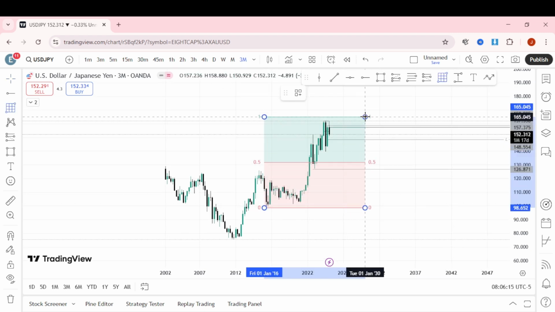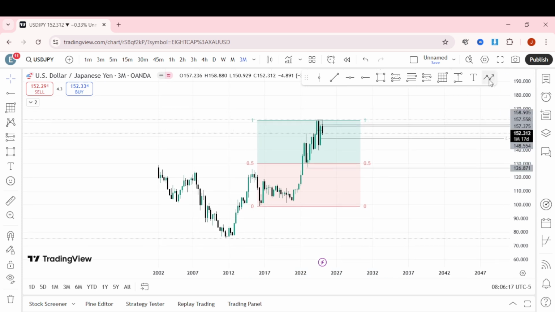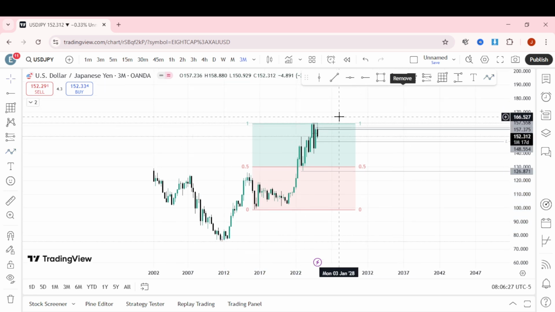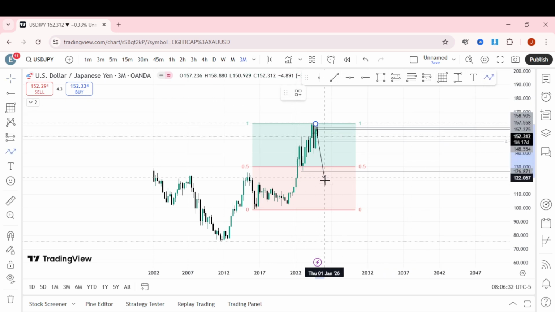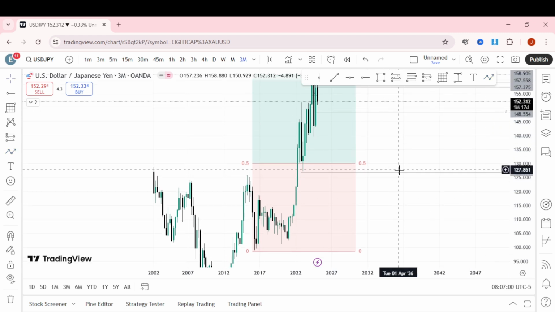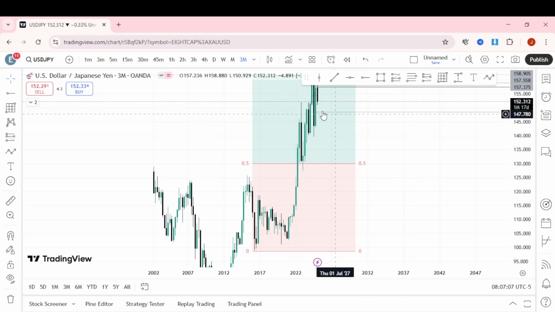So this itself is a range. Price came all the way down and price went up. So in order for price to keep going up on the 3-month time frame, price has to come all the way down into the discount. So this is a discount, this is a premium. So price has to come all the way down, tap this liquidity before it can start going up. So price is definitely gonna come all the way down to this place. So that's just my analysis for USDJPY.